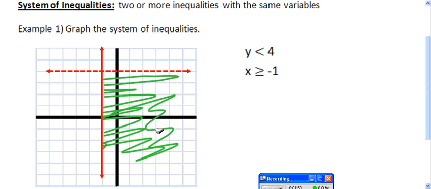Also, to prove to you that just one side is shaded, if I use this coordinate right here, this would be negative 2 for x, 0 for y. If I put in negative 2 for x, negative 2 is greater than or equal to negative 1. That is not a true statement. Therefore, it could not be shaded over here. These are the only solutions that would work for these two inequalities.